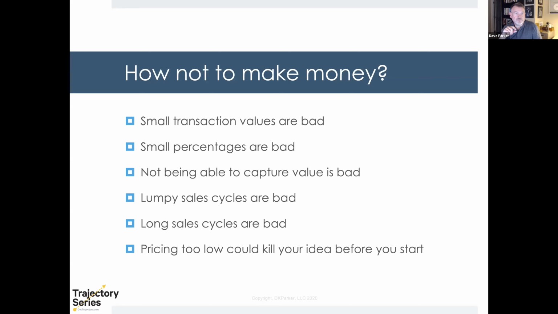Then lumpy sales cycles are rough. So if you sell to school districts as an example, right? School districts, you can sell to them in basically a 2-month window every year, and then they're in the deployment mode. So it's really a tough sales cycle because it's tough to keep salespeople happy when they can't make their quota 10 months out of the year, right? So just know that lumpy sales cycles, selling to governments, long sales cycles, those are bad as well.